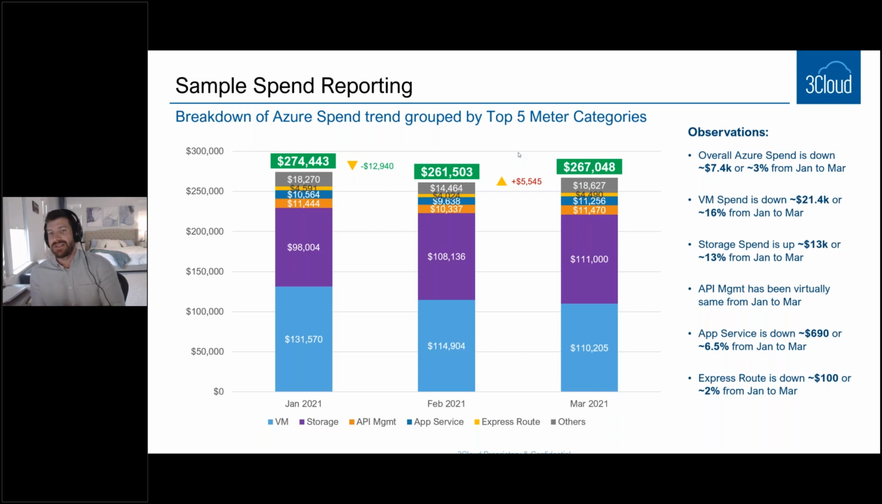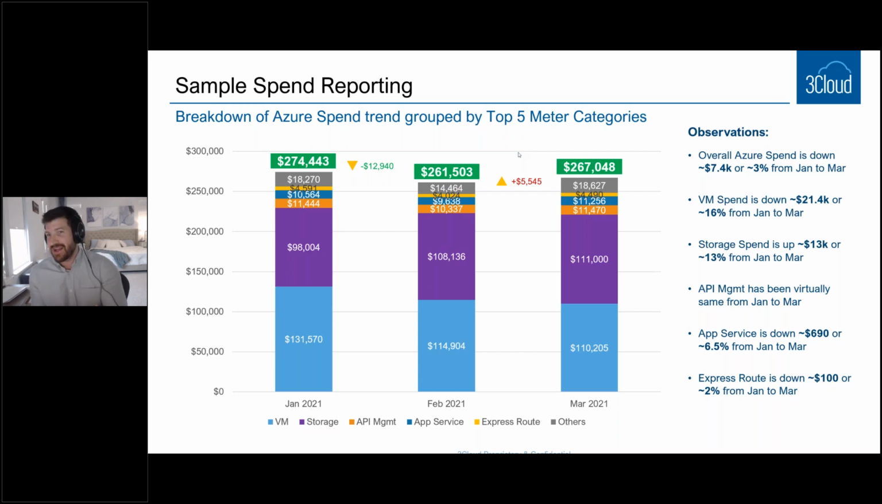So VM spend is down by 16%. Why is that? Let's think about what we've done as an organization lately and why that may have happened. Are we shifting to a more PaaS-based infrastructure, which is reducing our VM spend, and that's why our storage spend is up? That's the conclusion I would make from this graph.